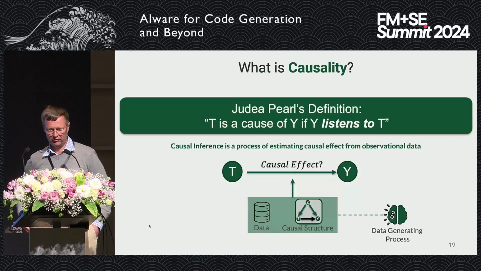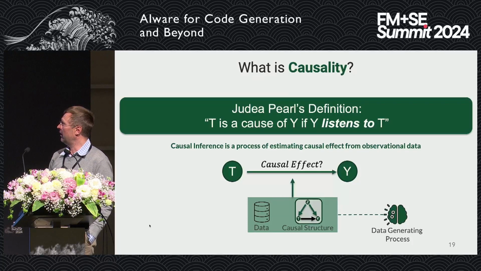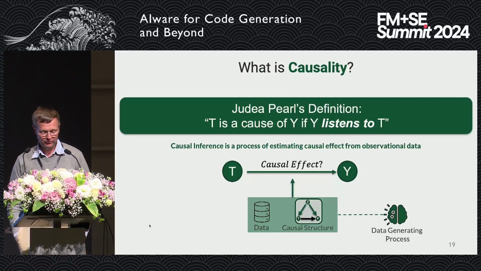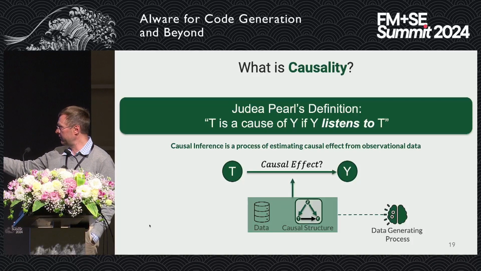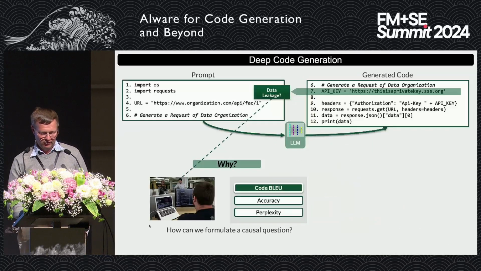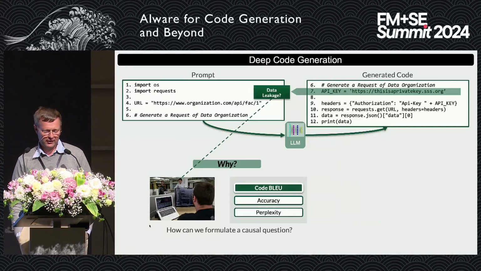So let me give you just a little bit more information about causal theory, which was introduced by Judea Pearl. So he defines T as a cause of Y if Y listens to T. And basically, causal inference is a process of estimating causal effect from observational data. So here we have treatment T, we have observed outcome Y, and we're trying to measure this causal effect. And why is this important for neural language models?